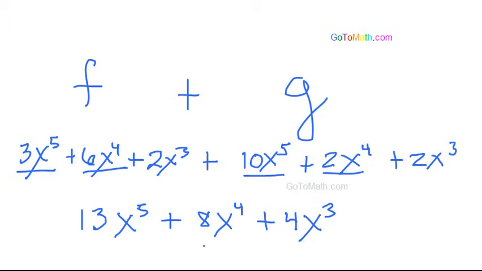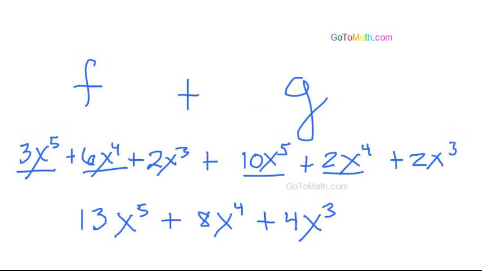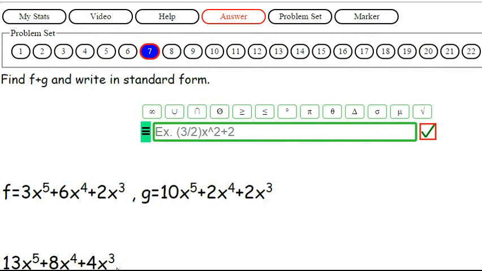Alright? Whoa. Okay, so there it is. Let's come over and check that out. 13x to the fifth plus 8x to the fourth plus 4x cubed. And you know what? We're going to go ahead and type this one in.